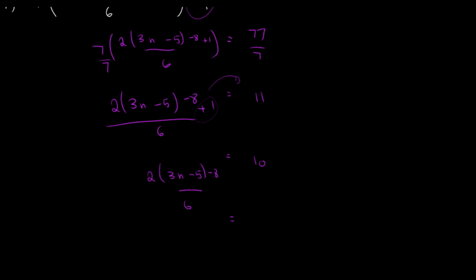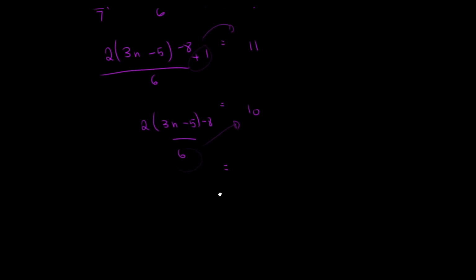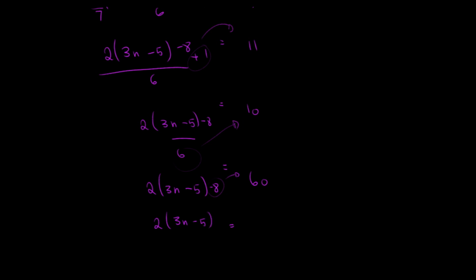And now I'm going to do a little bit of cross multiplication where I multiply the denominator with the numerator. Then we are finally left with 2, 3n minus 5 minus 8 is equal to 60. Transfer from left to right, that becomes 68. 2, 3n minus 5 is equal to 68. How did I get that? Transfer from left to right gives me plus 8.